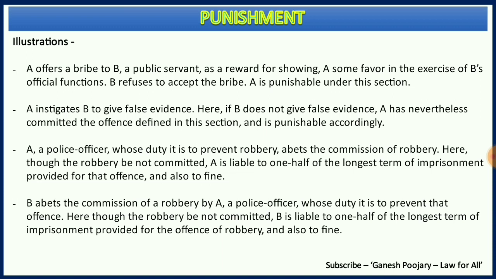And the fourth illustration continues with the same, with a little bit of role change. Here what happens? B abets the commission of a robbery by a police officer. Here only the person who is abetting changed. There the police officer himself is abetting, whereas here the police officer is being abetted by someone else. Here for B, the punishment will be half of the longest term of imprisonment provided for that particular offense. So here what we need to remember is the punishment is discussed for the abetter. That is very important. And with that, I am concluding section 116.